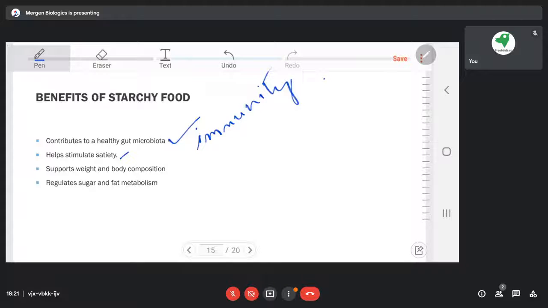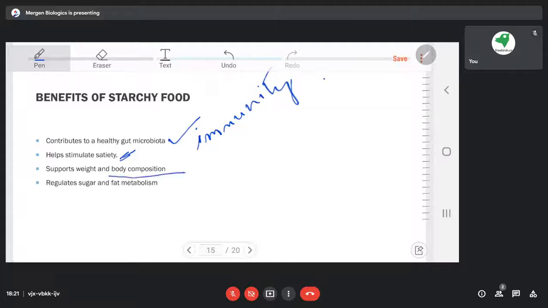Then again, stimulate satiety. Satiety, as I have told you earlier, is that when we take in starch, it will break down into glucose, and so it will give us instant energy. So you will always feel full after eating some starchy food because you have already gotten all the energy you need, and it will not be for a short period. The energy will last up to 3 long hours. If you take a normal amount of starchy food, it will give energy for almost 3 hours, which is very helpful for us.